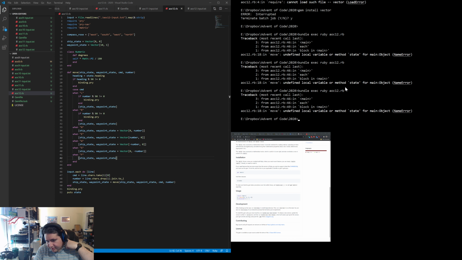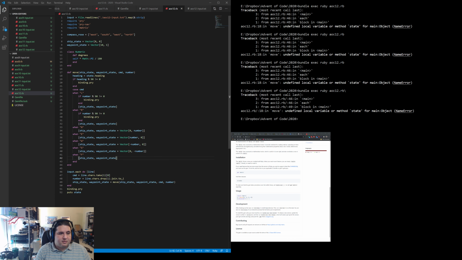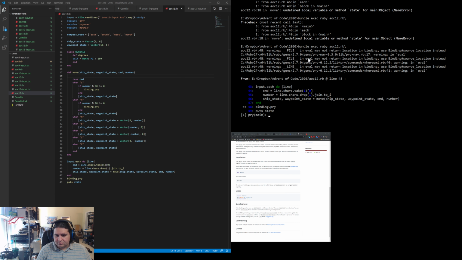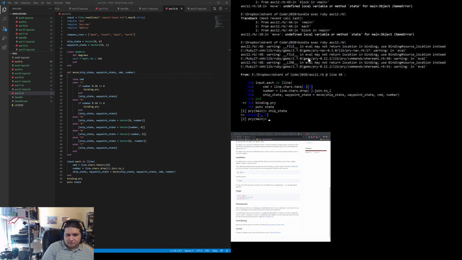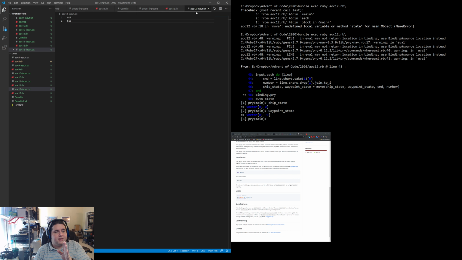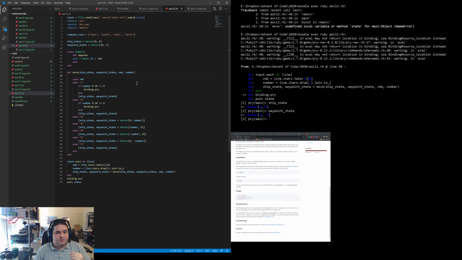Undefined local variable or method state for main object. That's fine. They're not really. Oh, this heading. That's what's problematic. So 0, -9, which what I did was I moved west 10, so I was east, so it was 10, 1, goes to 0, 1, south 10, it goes to 0, -9, okay. So then these basic ones seem to be working now. Cool.